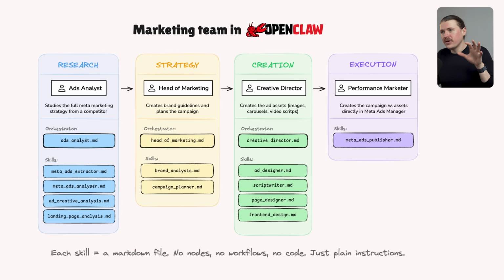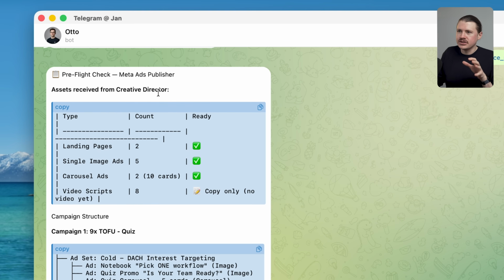Now, finally, with those assets created, the creative director can hand everything over to our performance marketer. And we can see here the performance marketer has straight away confirmed the assets received from the creative director. We've got 2 landing pages, 5 single image ads, 2 carousels with 10 cards total, and 8 video scripts.